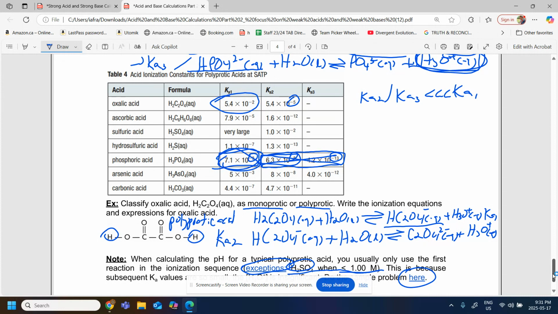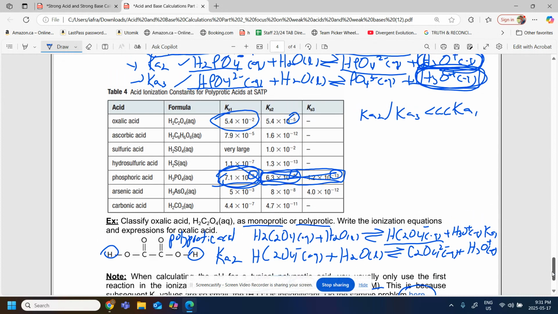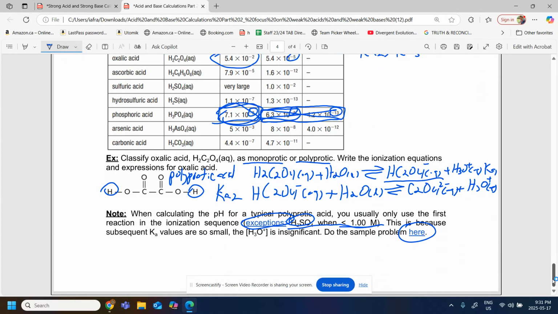That was an example of writing a Ka1, Ka2 ionization expression for a polyprotic acid. And again, we knew this was polyprotic because there are two H's that could be donated, because you essentially have carboxylic acids here and here.